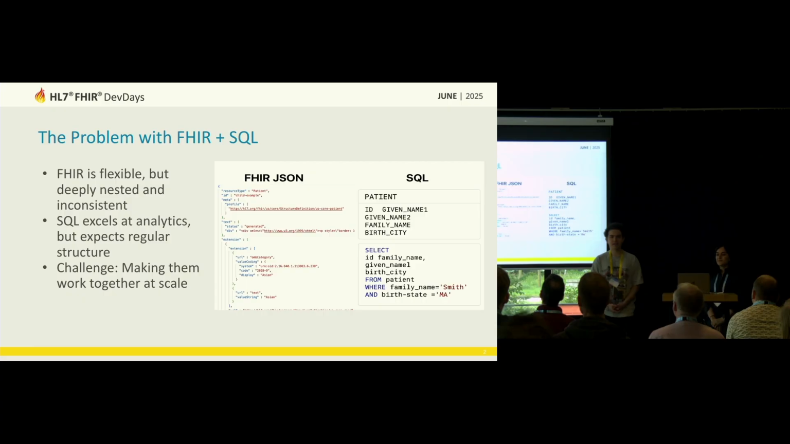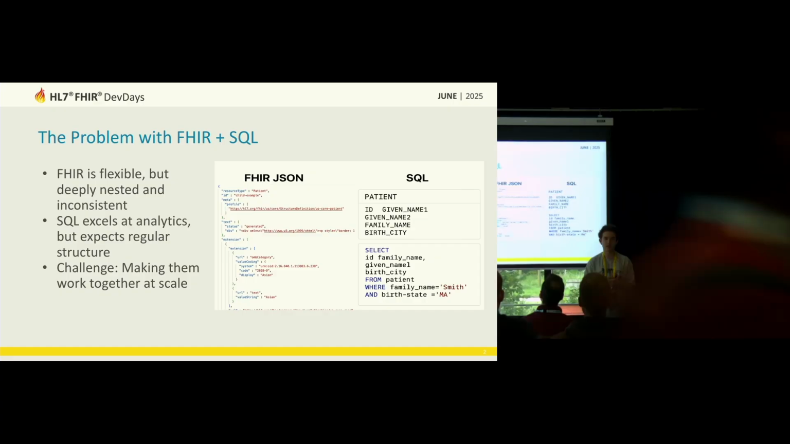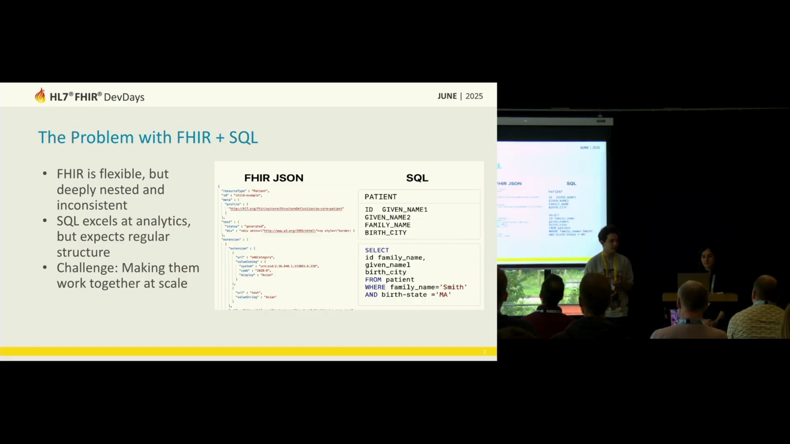So to start with, there's some natural tension between FHIR and SQL, which is part of what makes this interesting, right? FHIR is very flexible, but it has a lot of nesting, it has arrays, it doesn't always have consistent structure because it's so extensible, so different implementations may do things differently. And then SQL excels at analytics, but it expects a very regular structure. There are ways to bridge that gap or move the dial in between those two, but there are always some natural challenges that tension brings.